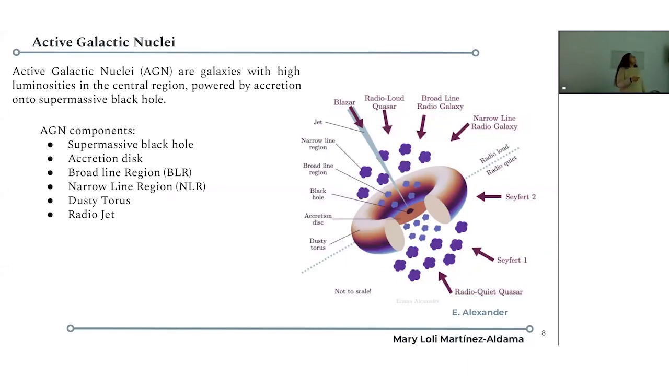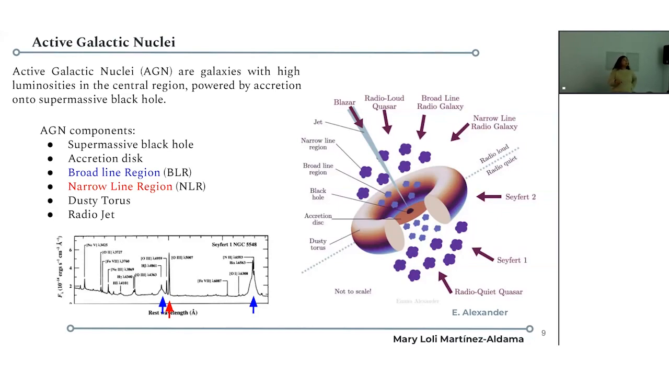Well, these objects are called active galactic nuclei and are galaxies, and in the nucleus something different is happening than in the rest of the galaxy. They have high luminosities, and this luminosity is basically powered by an accretion process surrounding a supermassive black hole. This is our black hole, and this is our accretion disk. The AGN structure includes the supermassive black hole, of course, the accretion disk, and also surrounding the supermassive black hole, there is a set of clouds. Depending on the distance of the cloud, it is going to be described differently. For example, the clouds that are closer to the continuum source are called the broad line region.